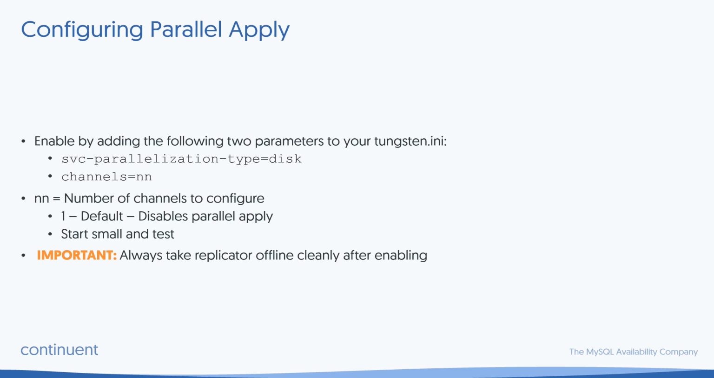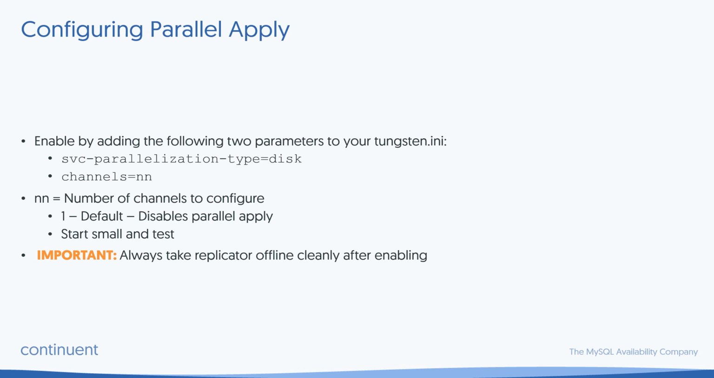Firstly, you enable it by adding the following 2 parameters to your INI file. So that's the svc-parallelization-type equals disk, and then you set the value of channels to a number. In this example here, nn is the integer value you set it to, which is the number of channels that you want to configure. If you leave that value at 1, that is the default, and that effectively disables parallel apply.